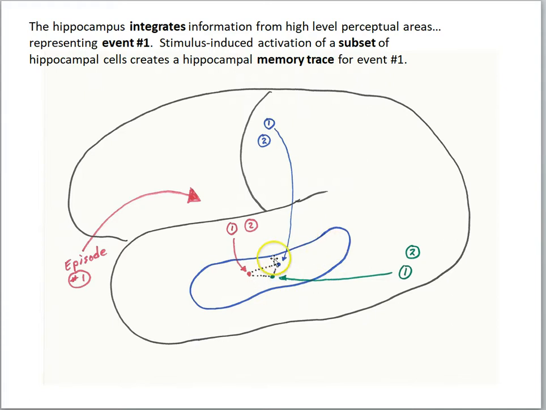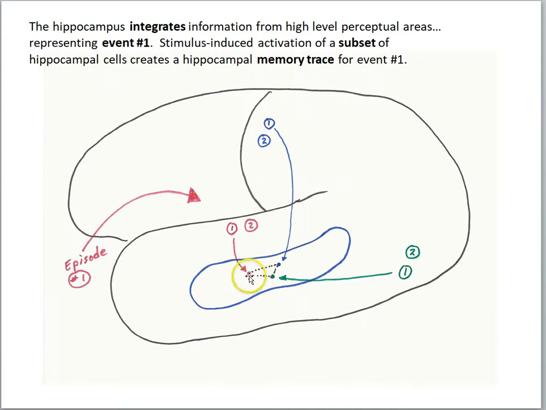So the hippocampus is going to be integrating that information from the high-level perceptual areas. In a sense, activity then in the hippocampus is going to be representing the complex features in the context of episode number 1. Now, stimulus-induced activation of a subset of hippocampal cells creates a hippocampal memory trace for event number 1. So there are lots of cells in the hippocampus, but the idea is not all of them are being modified by episode 1. Just a relatively small subset of hippocampal cells will be responsible for making a memory trace for event 1. Now, how those cells get allocated to a memory we'll take up in another lesson.